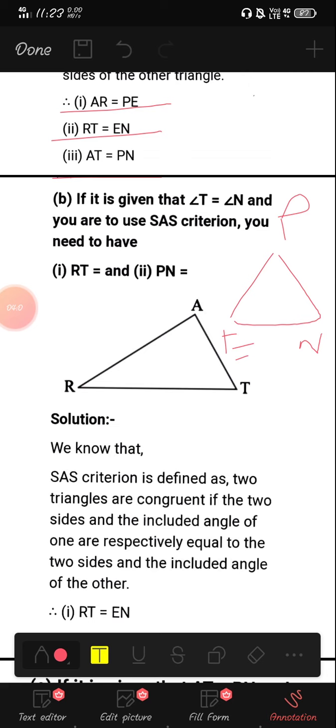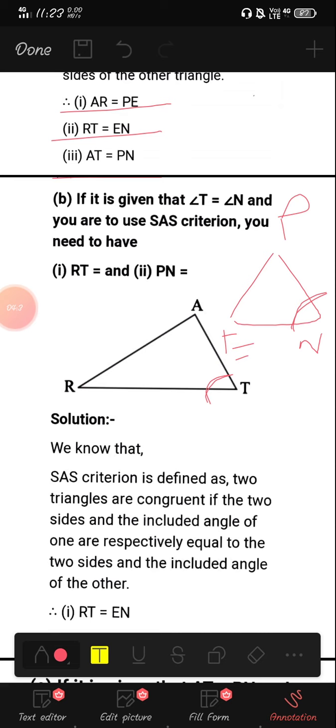It is saying that angle T is equal to angle N. That means this angle is equal to this angle. And you are using SAS criteria, means side angle side. It is saying that in SAS criteria two triangles are congruent if the two sides and the included angle are respectively equal to the two sides and included angle of another triangle.